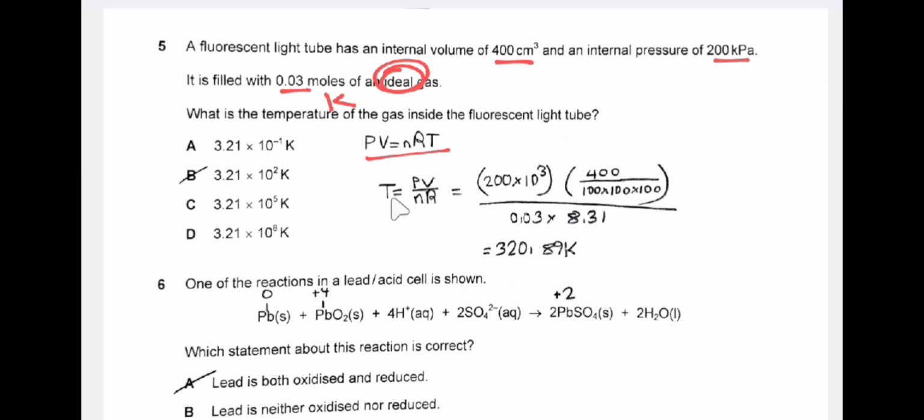So we need to find the temperature. Temperature is equal to PV by nR. We must convert the pressure to pascals instead of kilopascal, and the volume to meter cube, not centimeter cube. The number of moles would be the same, and the value of R, a constant, is 8.31. So we get the temperature as 320.89, that is 3.21 times 10 to the power 2 Kelvin, that is B.